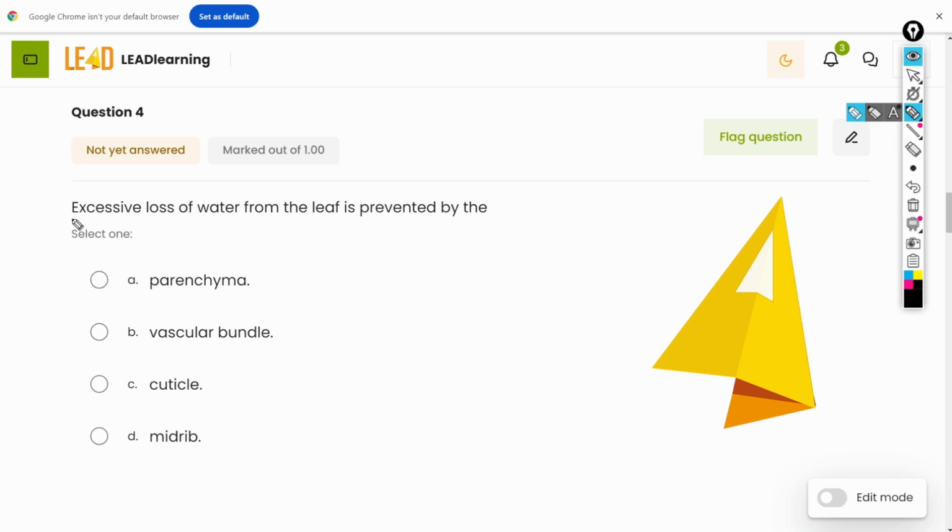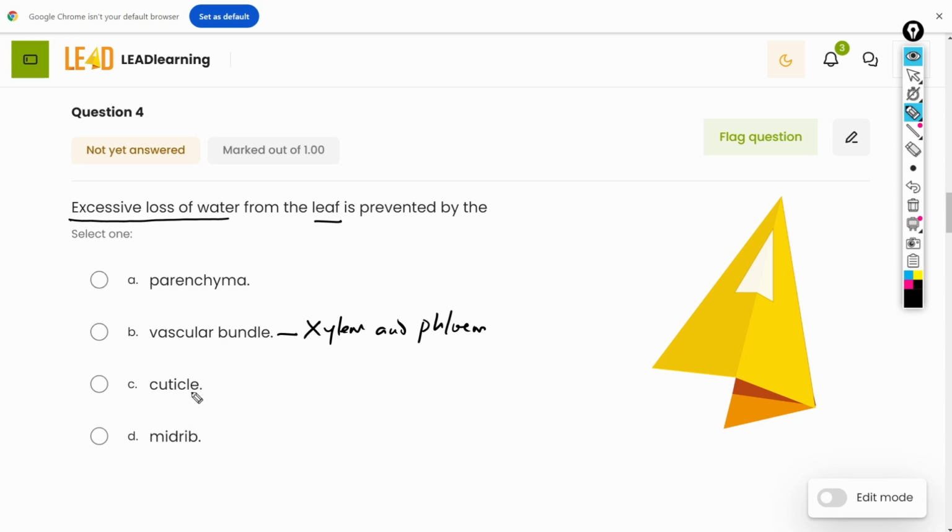Question 4. Excessive loss of water from the leaf is prevented by option A, the parenchyma. No, the parenchyma strengthens the root and the stem. The vascular bundle is a collection of the xylem and the phloem. It does not prevent the loss of water.